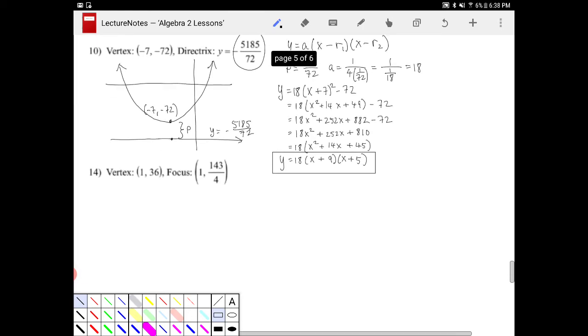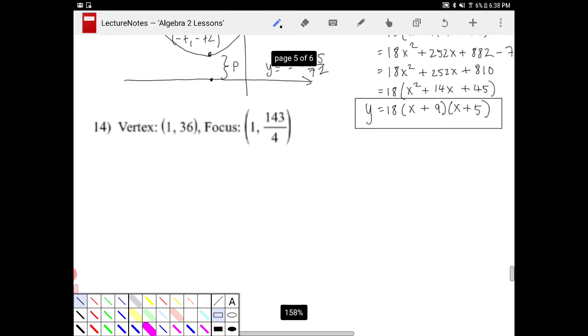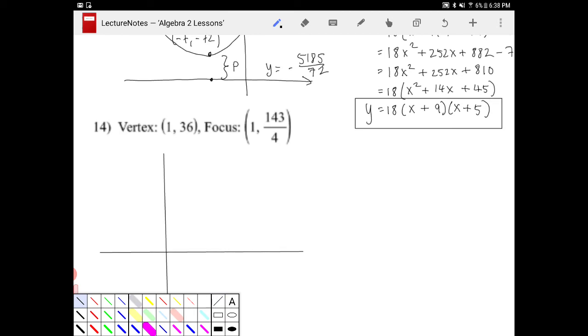And we're going to do this one more time with the last question over here, question number 14. The vertex is 1, 36, and the focus is 1, 143 over 4. Again, very similar process. I am going to draw out the situation. So I have 1, 36, which is somewhere above. Again, there's no need to draw anything to scale.